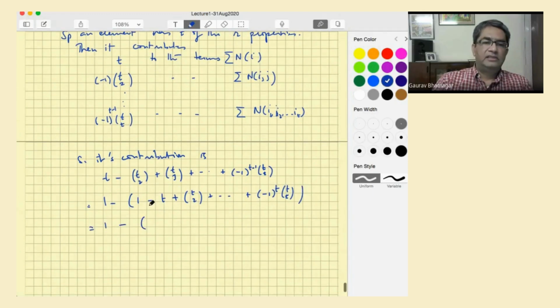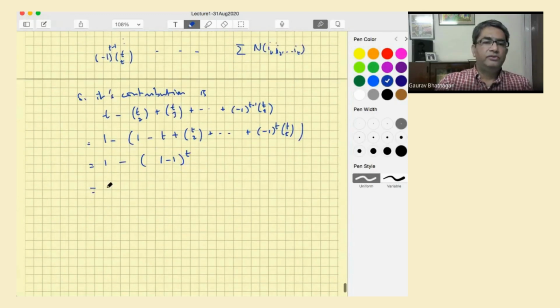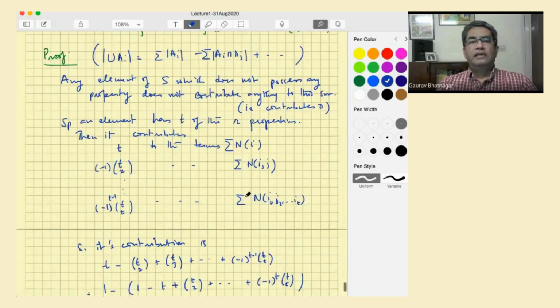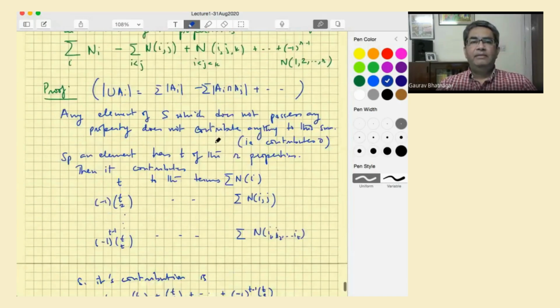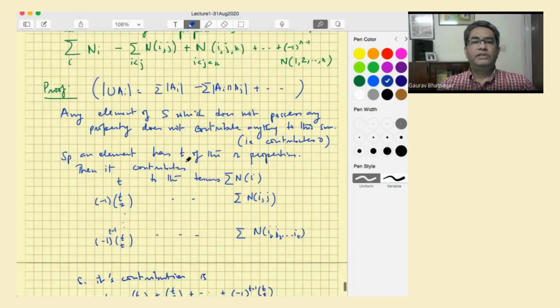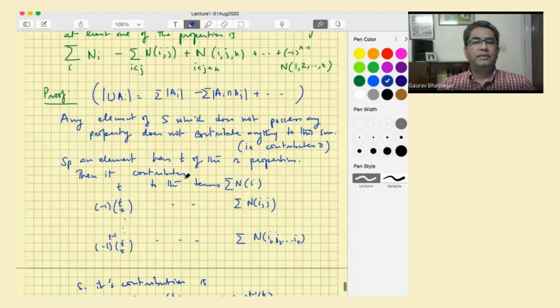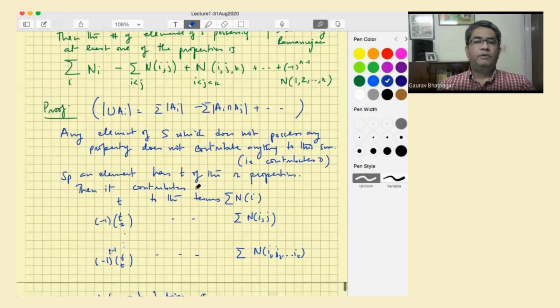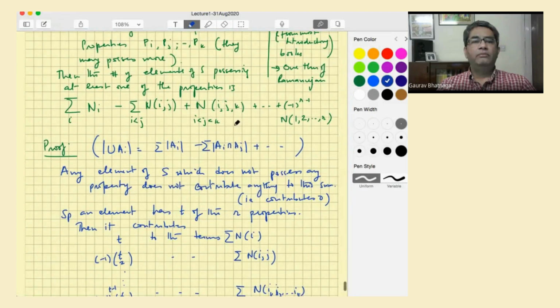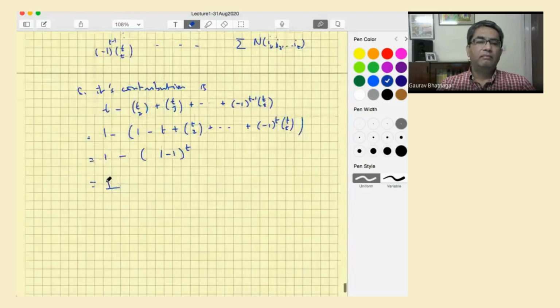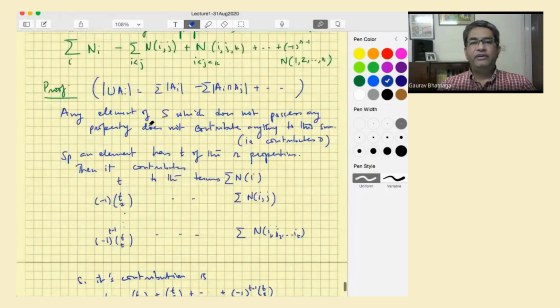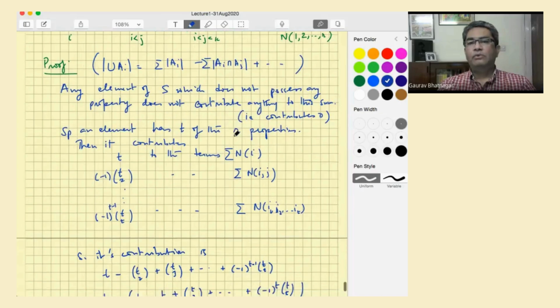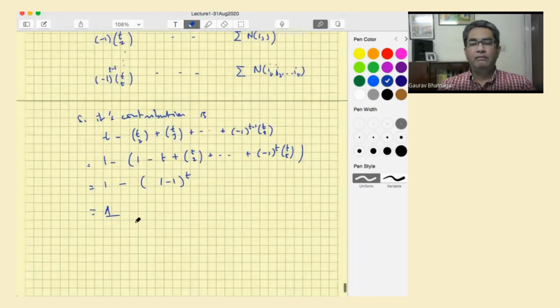And this is 1 minus 1 raised to T. So it's 0, so it contributes 1. So any element which has T properties contributes 1 to this sum. If it doesn't have any property, it contributes 0. If it has some property, it contributes 1.